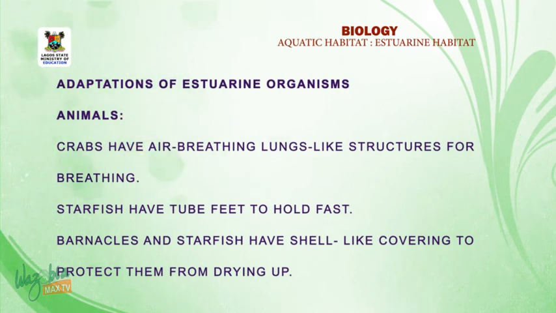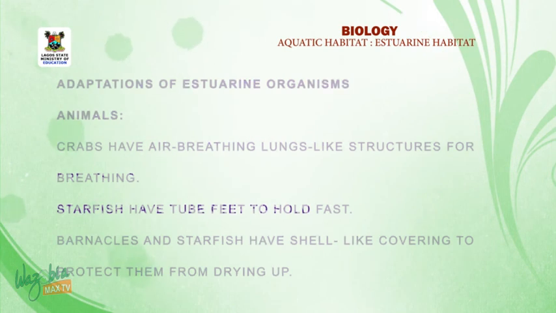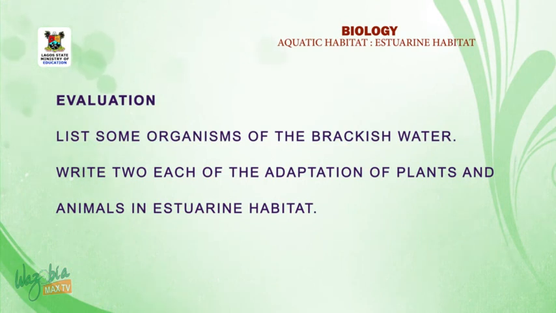Now let's evaluate ourselves before we round up. I want you to list some organisms of brackish water. That is both plants and animals that are found in the brackish water or estuarine water. Then I want you to write each of the adaptations of plants and animals in estuarine habitats.